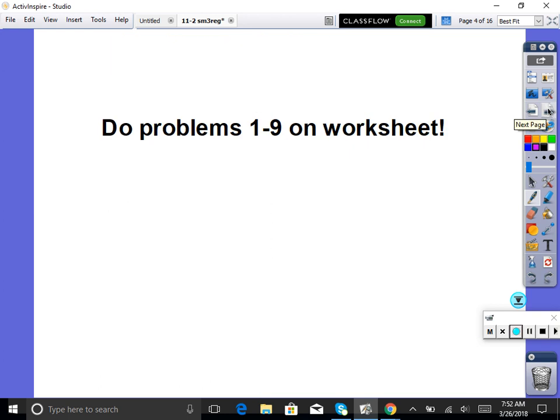Okay, so do problems 1 through 9 on the worksheet. Decide if it is geometric. If so, what's the common ratio? It's got to be the same thing each time. You do need to divide each term to see if it's always the same thing. It's got to be the same thing that they're multiplying by each time.